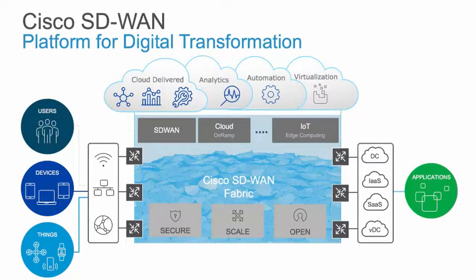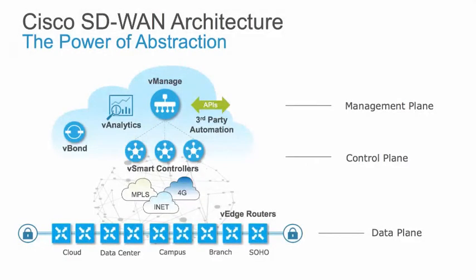To build this massive scale fabric, we should have some guiding principles. This fabric has to be secure, it should be scalable, and it has to be simple. And finally, it has to be open. SD-WAN plays a very pivotal role in building next-generation digital architecture.